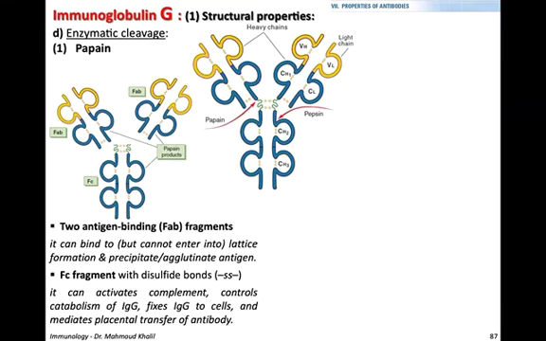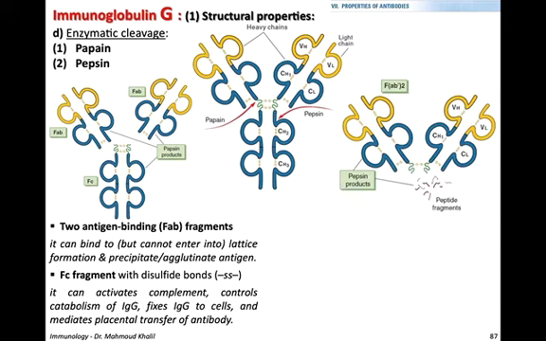The Fc fragment, upon the papain cleavage, is marked by the disulfide bond. It can still activate the complement system, and it can control the catabolism of the IgG. It can fix the IgG to the cells. Obviously, because it's the Fc, and normally if the cell is attached to the antibody, the receptor on the cell will be the receptor for the Fc region of the antibody. So this Fc region alone can be fixed on the cells, and as well, it can mediate placental transfer of the antibody.